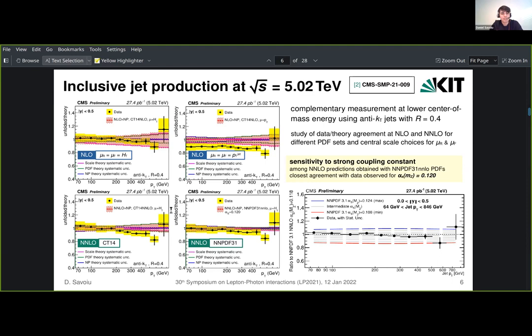Now, if we go to next to next to leading order, the band gets reduced, so the scale uncertainty is now smaller, and you can start looking at meaningful comparisons of the different PDF sets. They also give you slightly different results. Another thing is that you can use this for determinations of the strong coupling. In this case, it's not really a fit, but going through the PDF sets for different alpha S values. And the observation is that the larger alpha S values work slightly better for describing data.